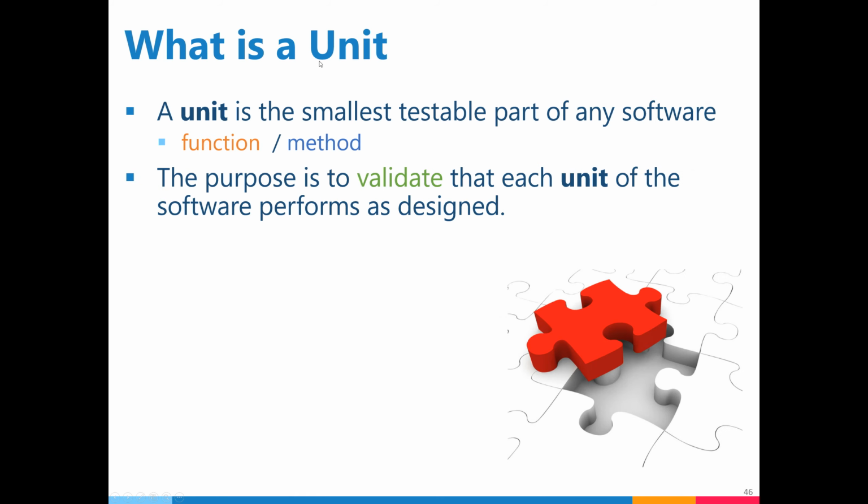First of all, a unit is the smallest testable part of any software. Generally, these are a function or method, as we call it in the Java world or C++ world. The purpose is to validate that each unit of the software performs as designed. This is an independent test. Each unit you are testing separately.